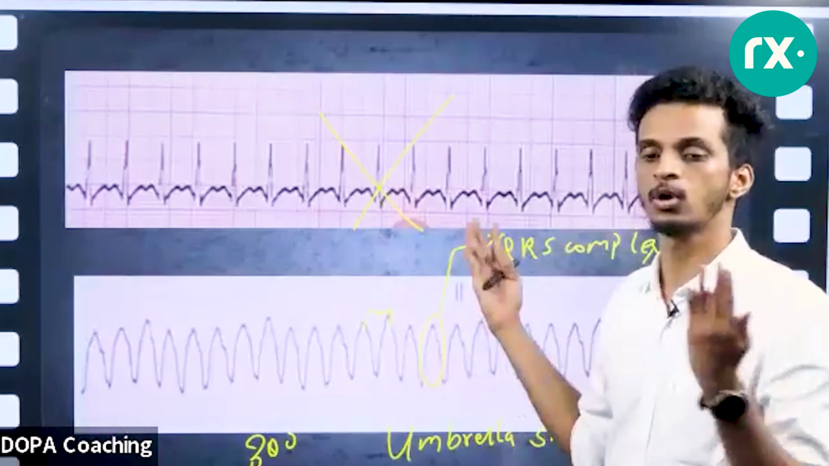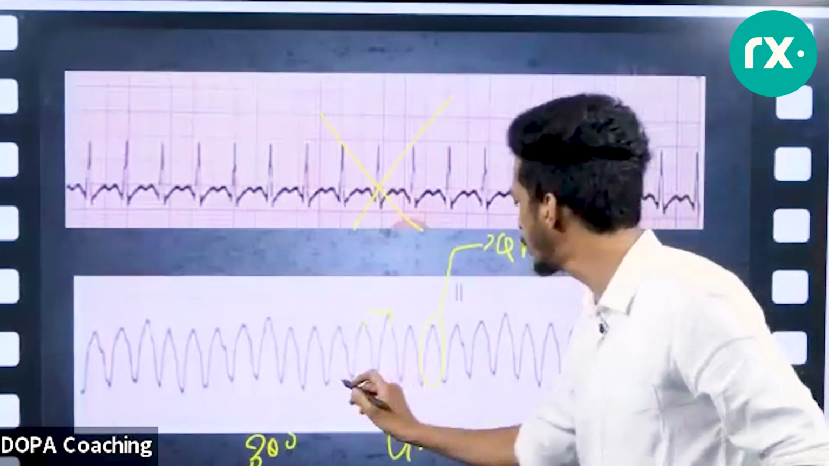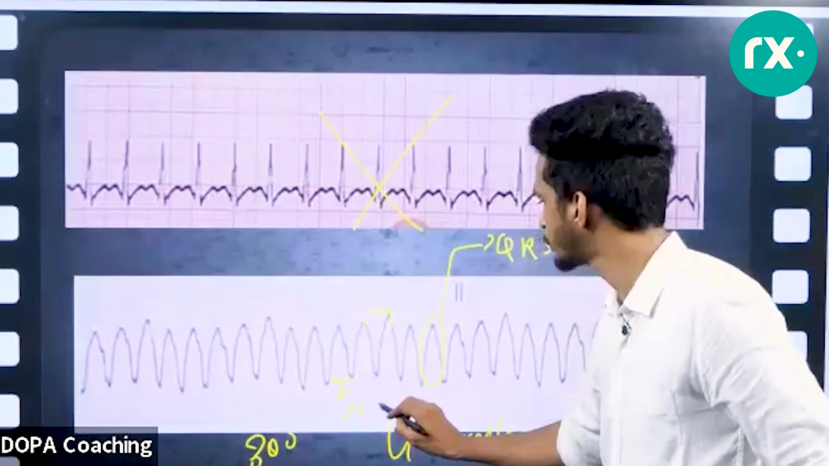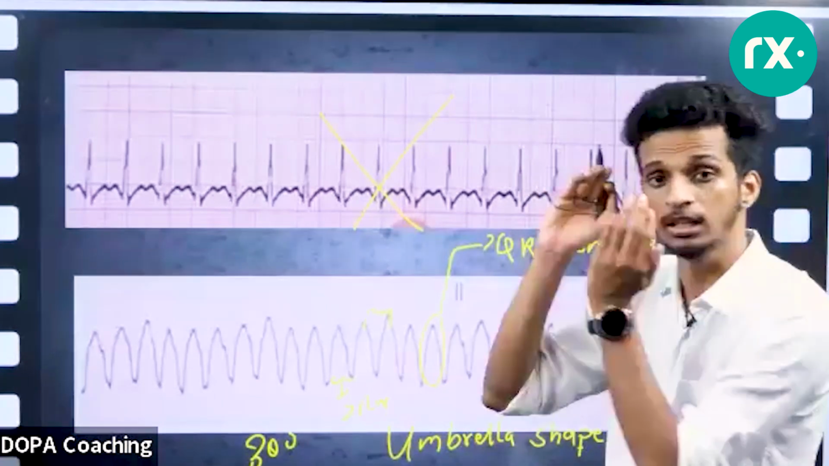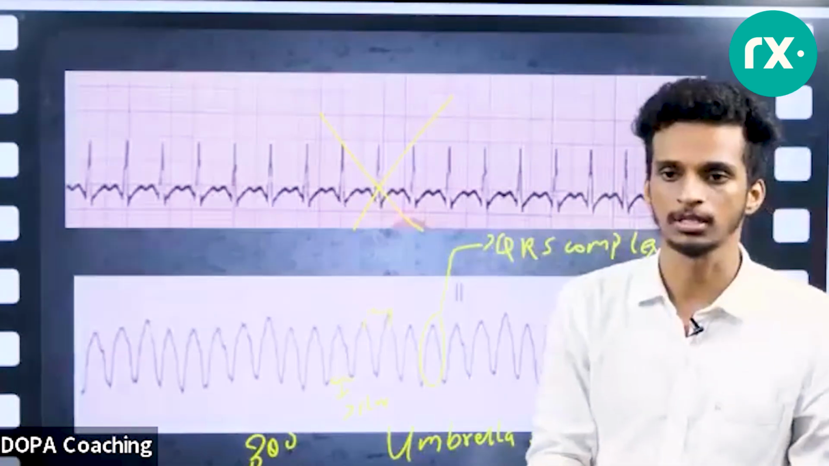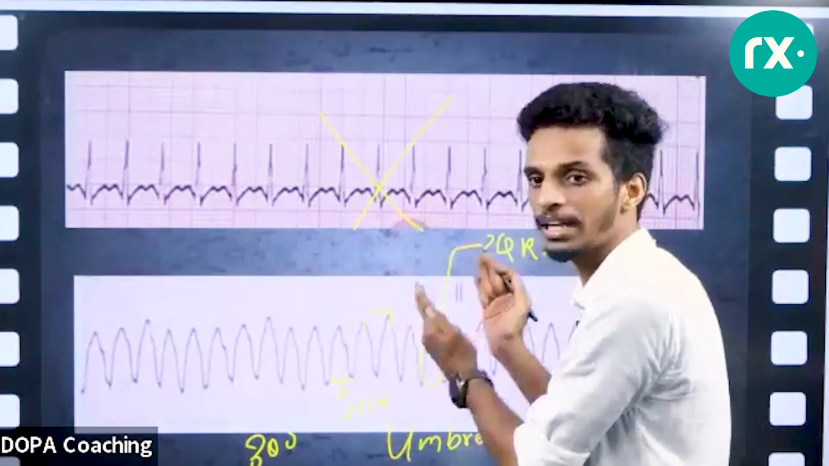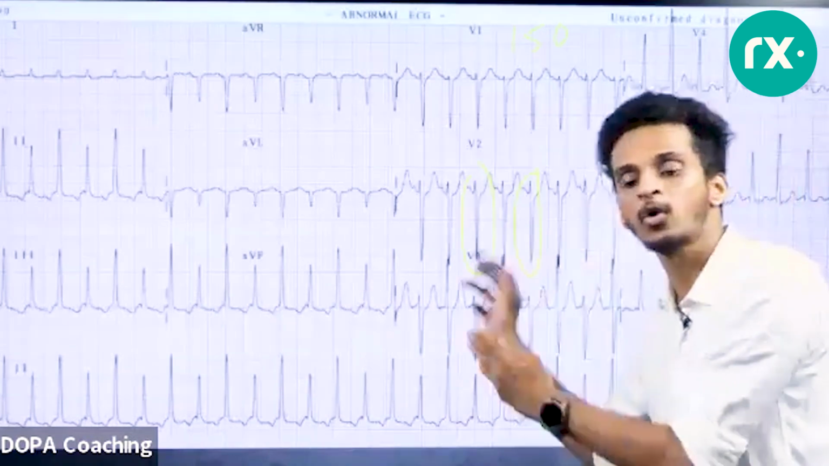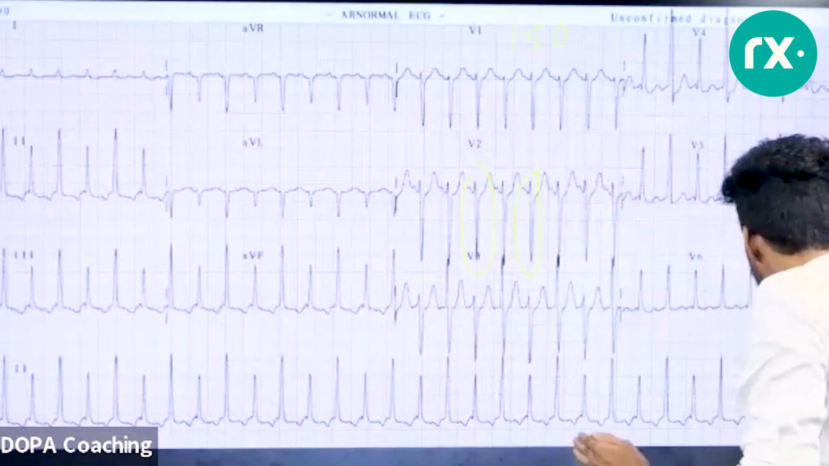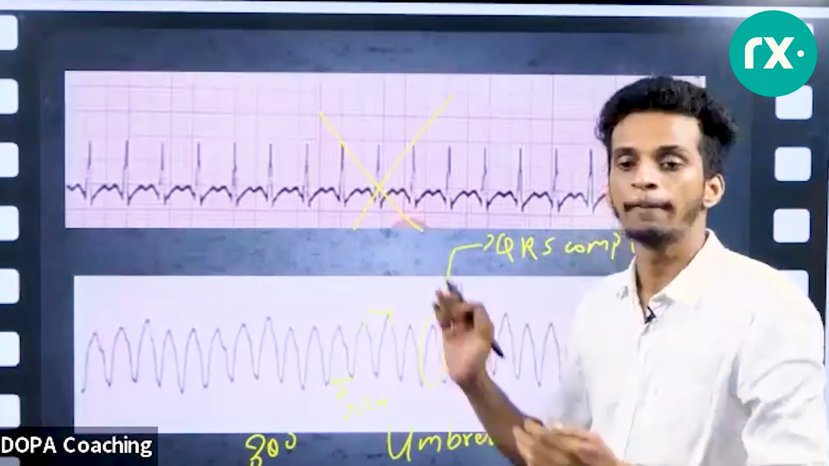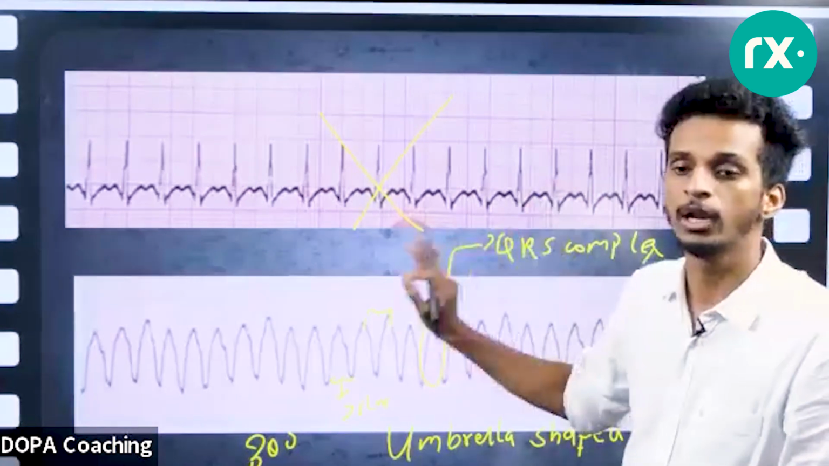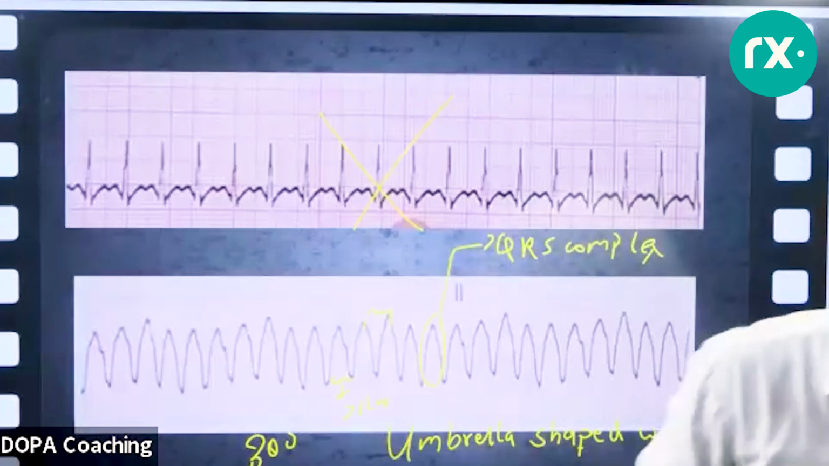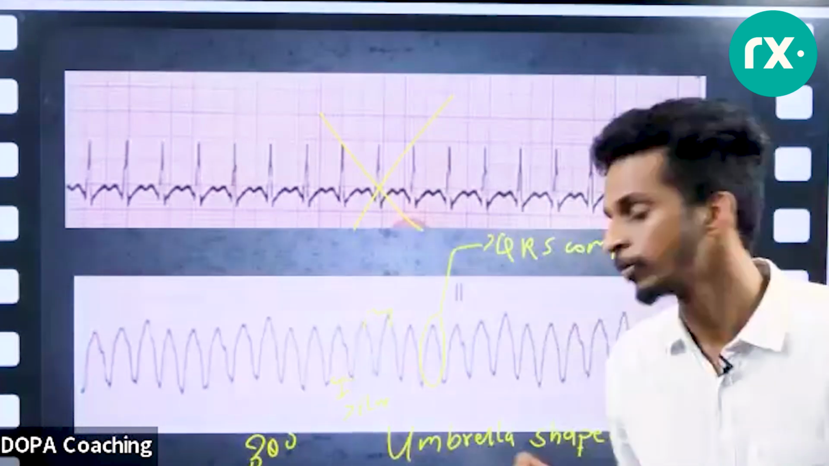Why? Because it's not a narrow complex tachycardia. It's definitely a wide complex tachycardia. Each QRS here is more than one large square, and whenever it is more than 3 small squares, we call it a wide QRS. So this is a broad complex tachycardia. The earlier one was a narrow complex tachycardia, which is called SVT. And this is a broad complex tachycardia, which is ventricular tachycardia, or VT. Is it clear? I hope it's clear to everyone. Now let's move on to the next.